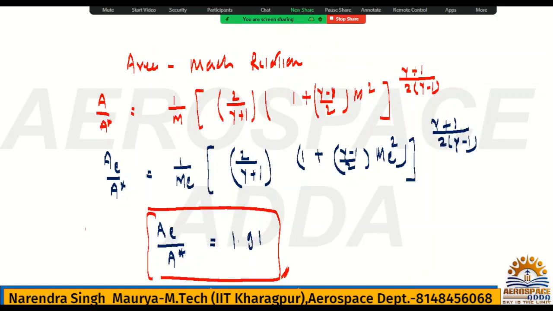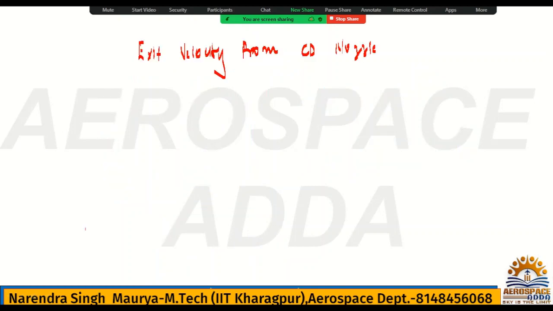Check, this exit area and throat area ratio we have. So if we have one, we can calculate exit area. If we have the other, we can calculate throat area. So both I think we should do, and we'll check the result.